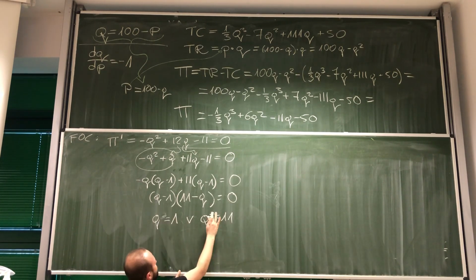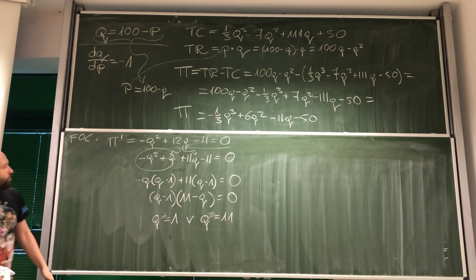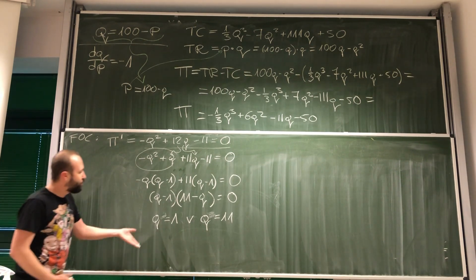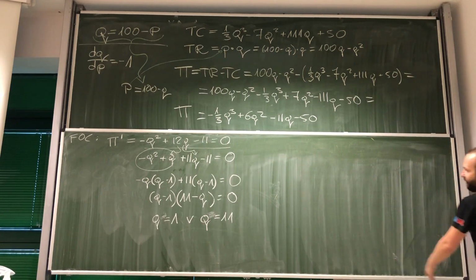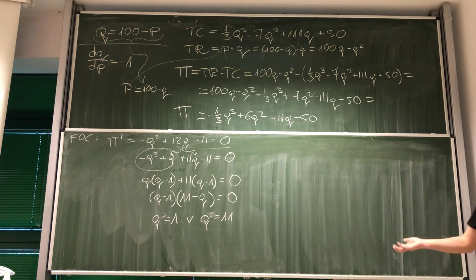You know what? At this moment, let's not put asterisks. Why? We'll see. Okay, so look, what we get out of this is that two possible levels of production can give maximum profit. But remember, one of them could be a minimum, one of them could be an inflection point. So let's see what they truly are.